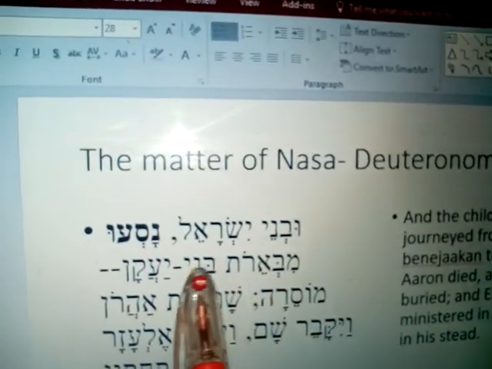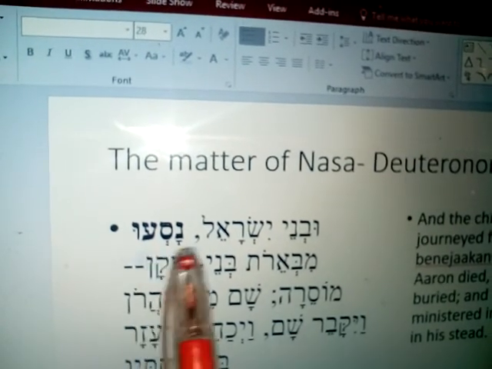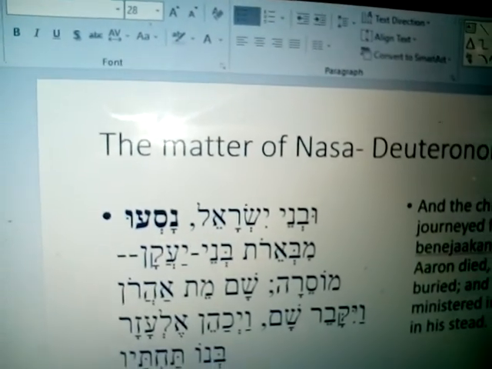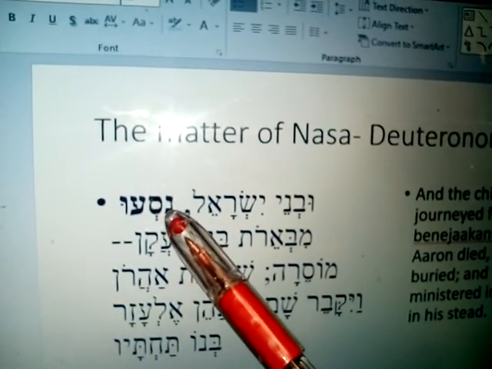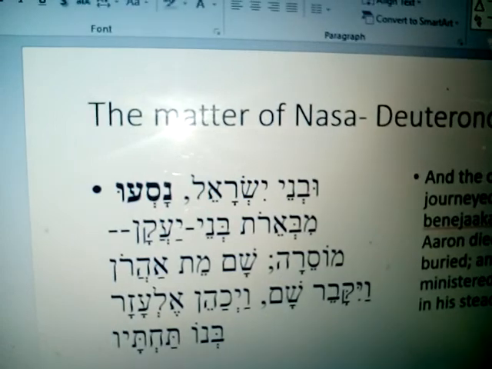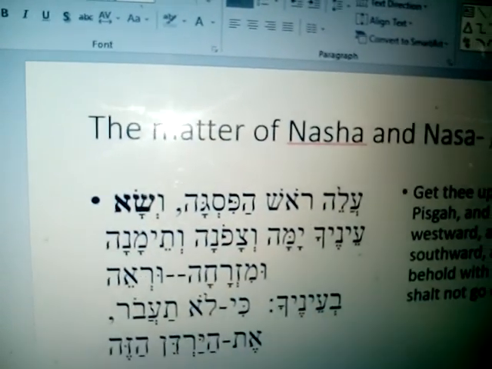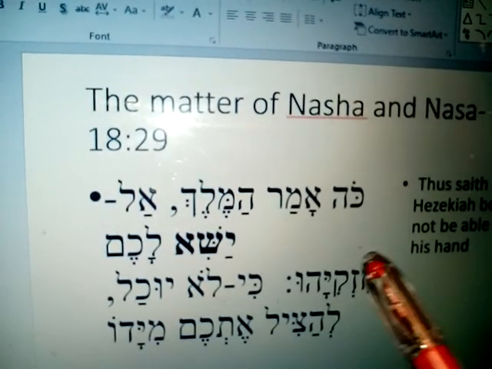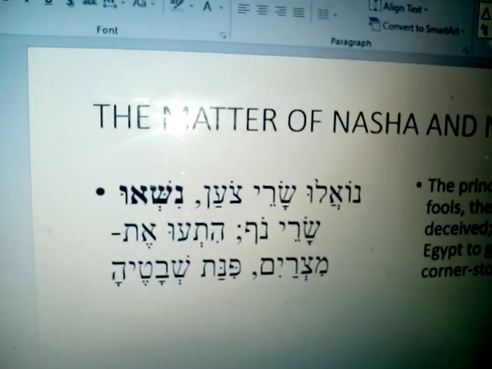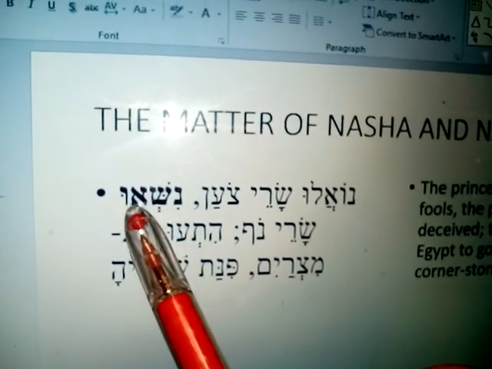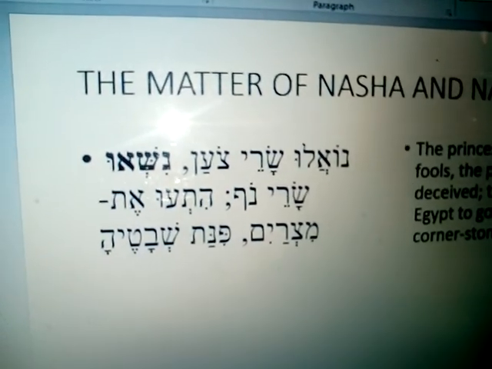Now, Ubnei Yisrael Nas'u, and the children of Israel, they journeyed. This has already been conjugated. Now, when you look at words like Nasa in its root form, with the Nun, the Samek, and the Ayin, or if you see it with just the Sin and the Aleph, or with the Yod, the Shin, and the Aleph, or with the Nun, Shin, Aleph, in this particular case, it has already been conjugated.